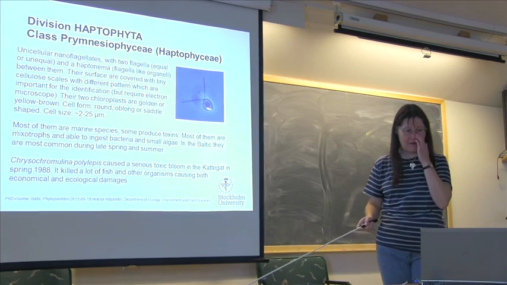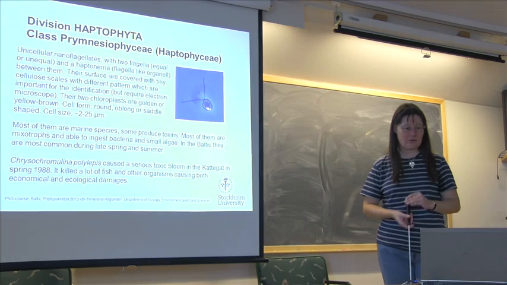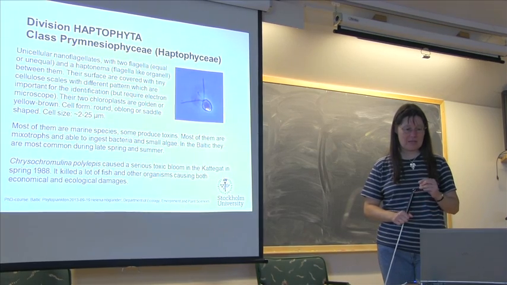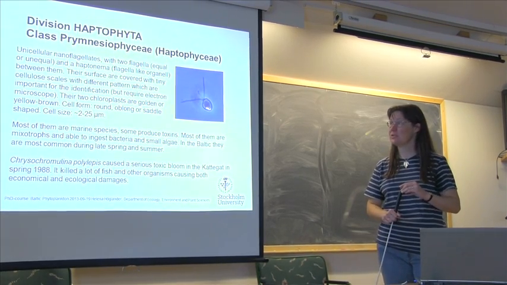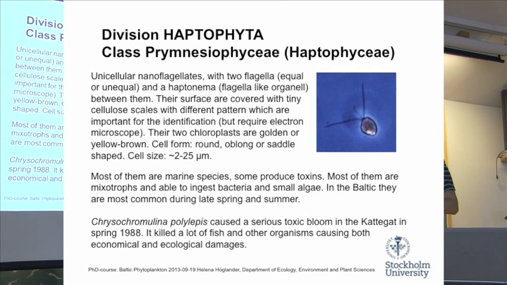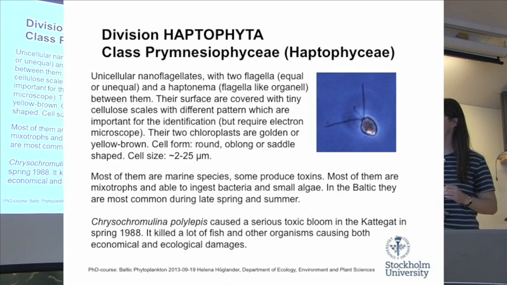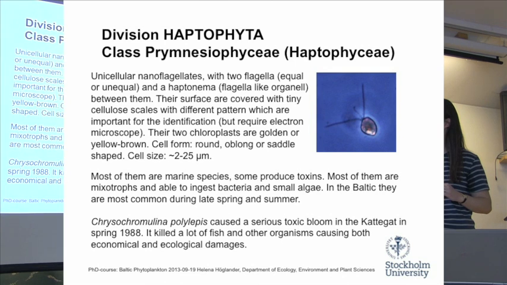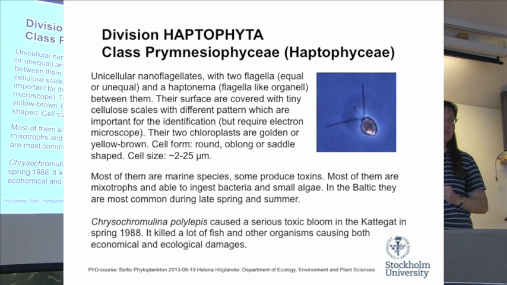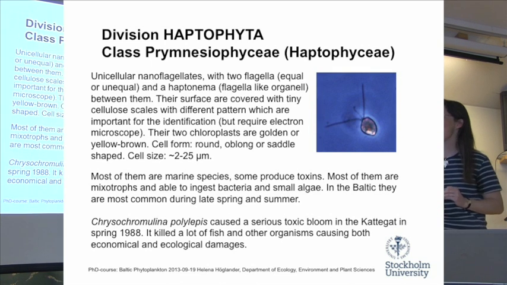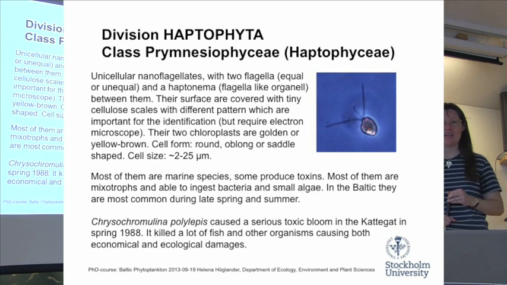Then we have the Haptophytes, or the class Prymnesiophyceae. They are small unicellular flagellates, nanoflagellates. But we have this group, Chrysochromulina. Susanna Hajdu has been working a lot with these. She's the one that was working with phytoplankton at our department before, and these were her babies. And they can be toxic.